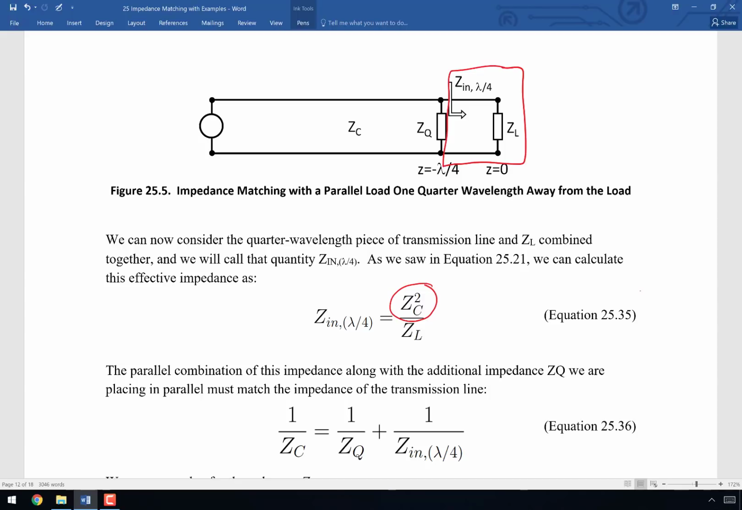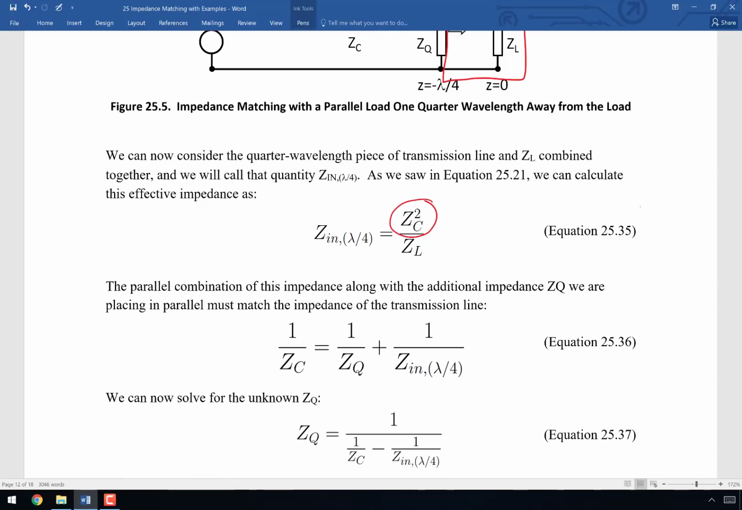So we know that Z sub in of lambda over 4 is equal to Z sub C squared over Z sub L. We're going to put that in parallel with Z sub Q. So we're going to take that quantity and put it in parallel with Z sub Q, and we're going to set that equal to 1 over Z sub C.